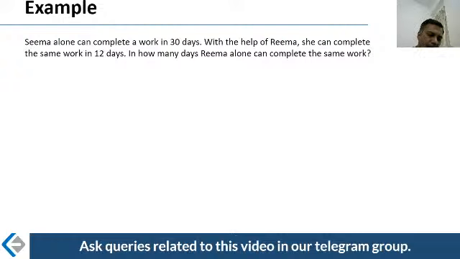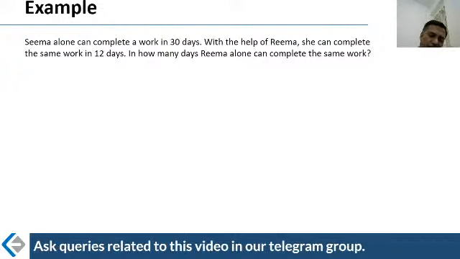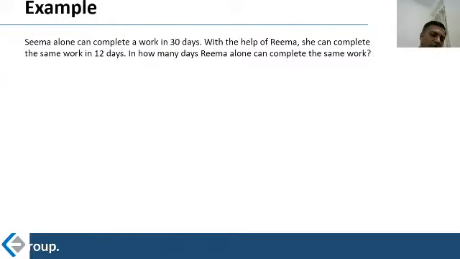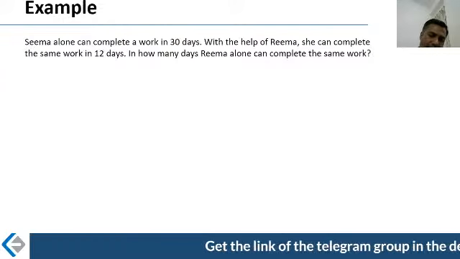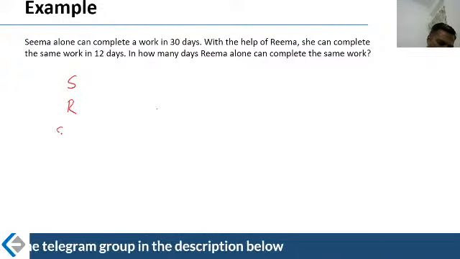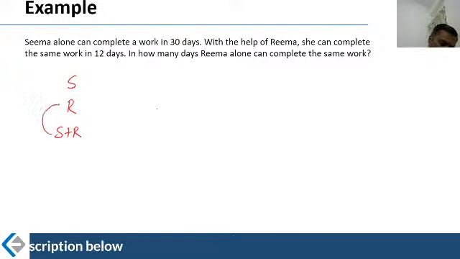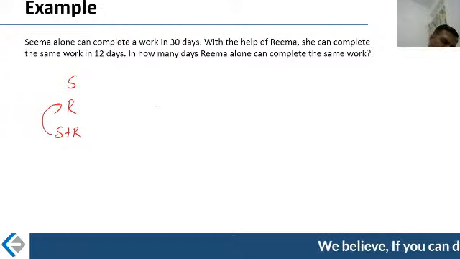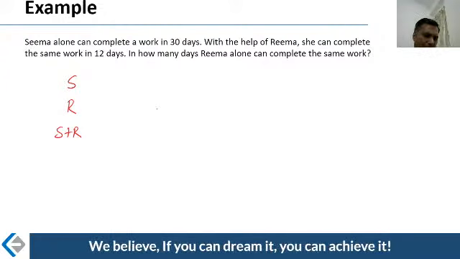Seema alone can complete a work in 30 days. With the help of Rima, she can complete the same work in 12 days. In how many days can Rima alone complete the same work? Seema can do this work in 30 days. So what are you writing here? There is Seema alone, then Rima alone, then Seema and Rima together. Can I change it? Can I write Seema and Rima here and Rima at the bottom? Of course, yes. You can write whichever way you want. There is absolutely no problem.